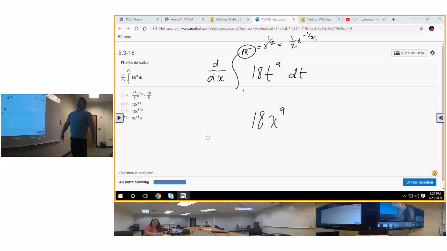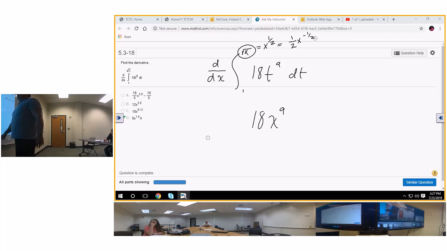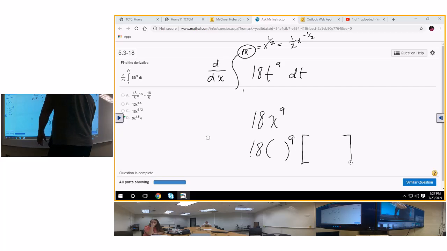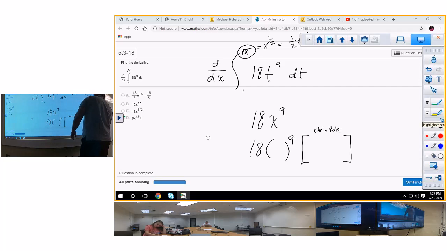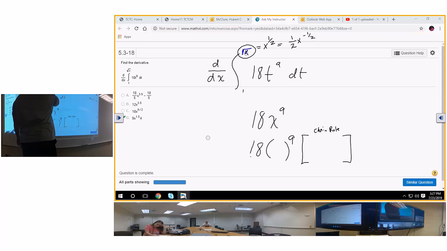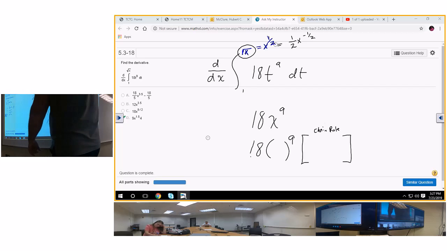Okay, so now I've got to do my derivative. I've got to actually put everything in. So I'm going to rewrite 18 parentheses, 9 brackets, and that's going to be my chain rule. And of course the x to the 1/2 goes in here. And I'm going to change this because everything's focusing on this guy right here. And everybody's going to say, well, Hubert, what about the 1? Why am I not worried about the 1? What's the derivative of a constant?